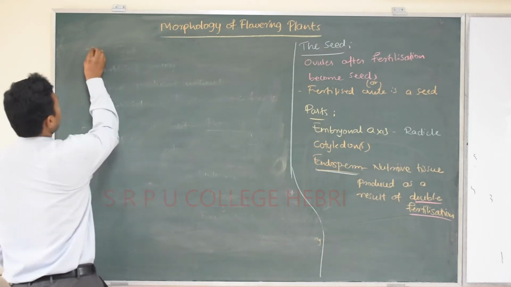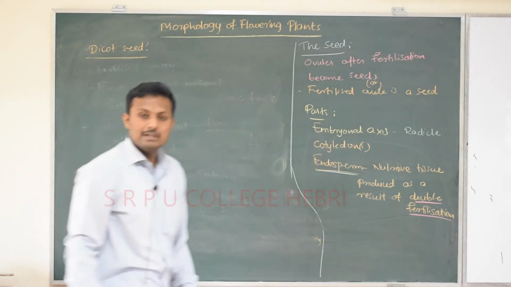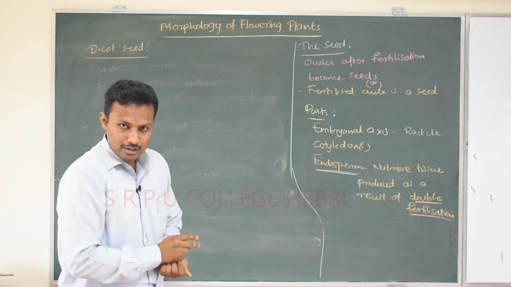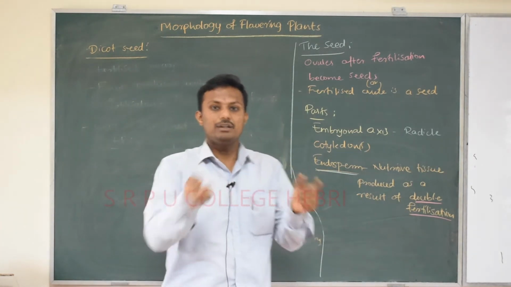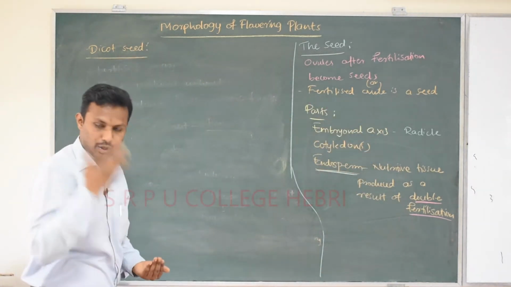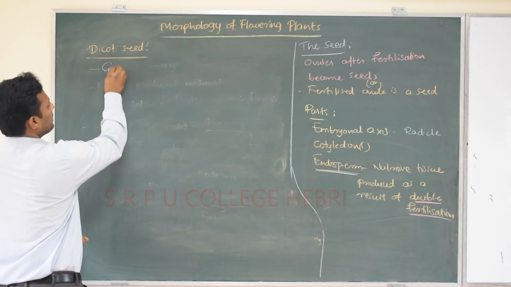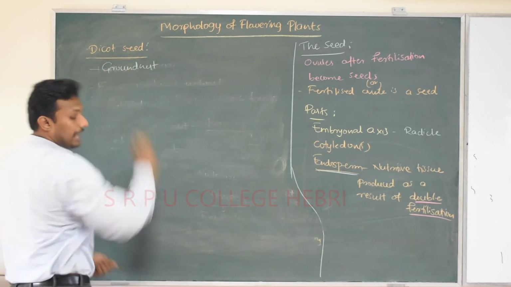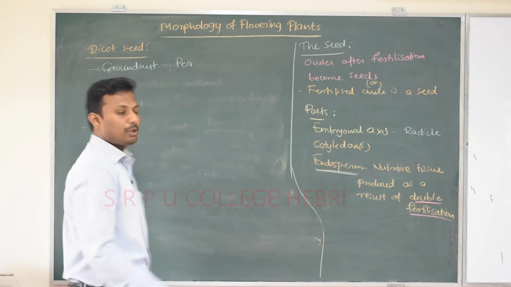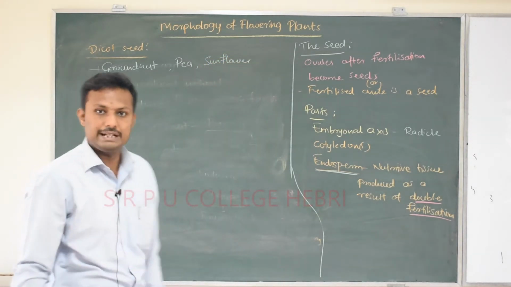So the dicot seed is present in the dicot plants. The characteristic feature of the dicot seed is what? See, it will be consisting of two cotyledons. So these two cotyledons are present, one each on both sides of the embryonal axis. If you take a vertical section of a dicot seed, for example, you can take the example of the groundnut, the pea plant, or even the sunflower. So these are all various examples of dicot seeds.